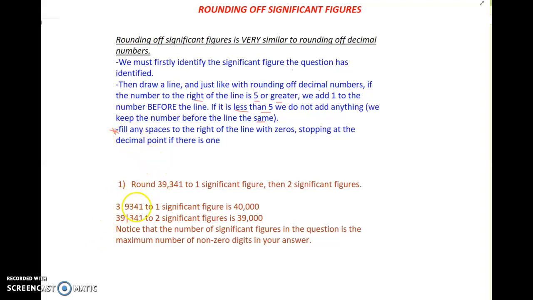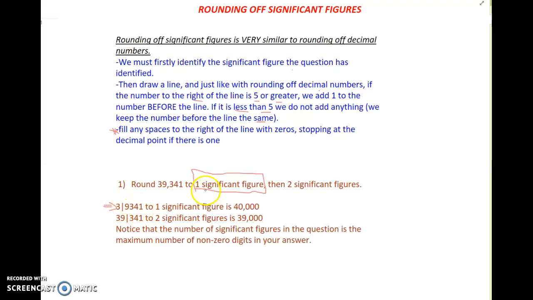All right, let's look at this question down below. Round off 39,341 to one significant figure, and then it says two significant figures. So we're doing this first one first. We're going to round it off to one significant figure. So this is the first one here.